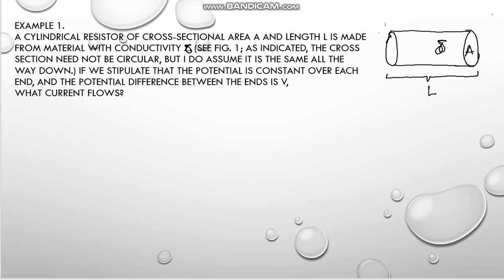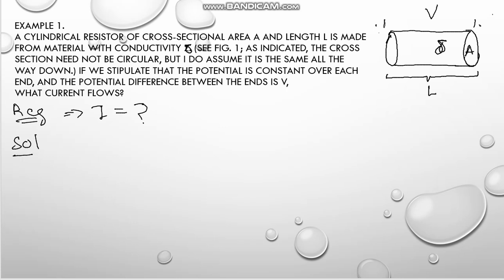Now it says that the potential difference between this end and this end is V, and the electric field is constant. So now we have to calculate what current flows. The required thing is what current flows through this resistor.